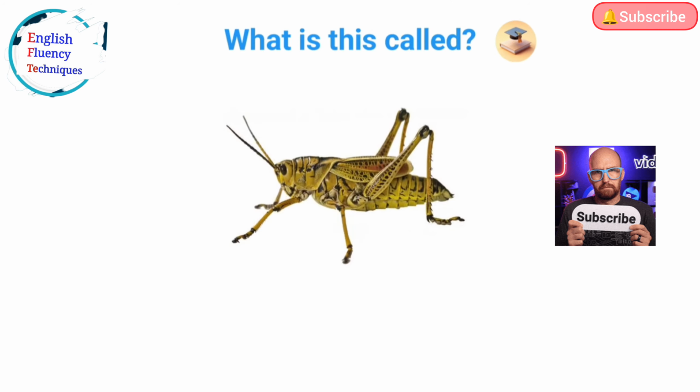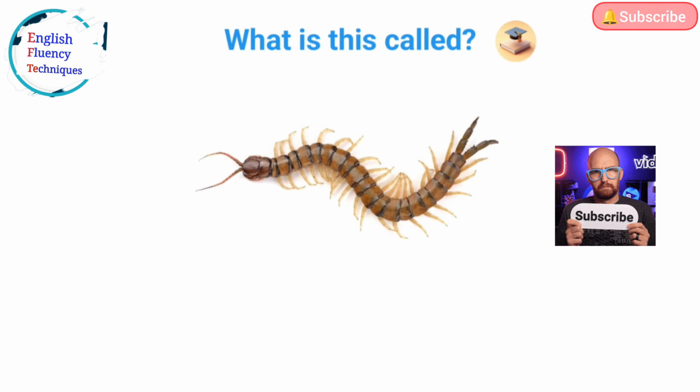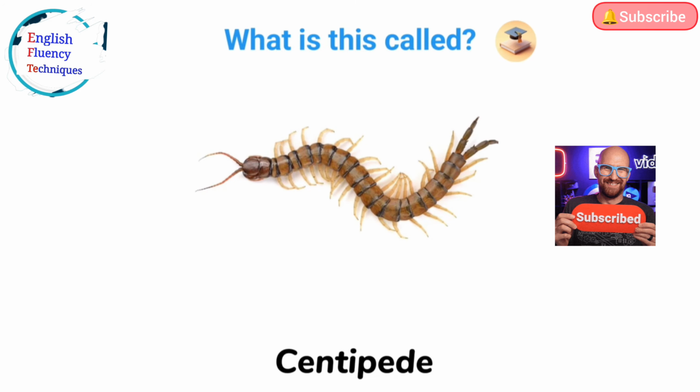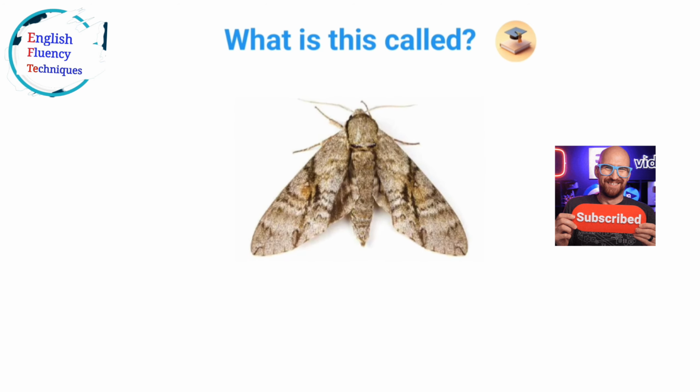What is this called in English? Caterpillar. What is this called in English? Grasshopper. What is this called in English? Ladybug. What is this called in English? Centipede. What is this called in English? Termites.